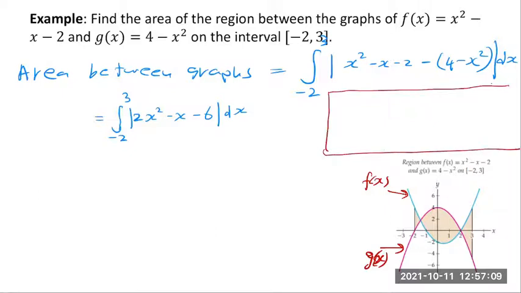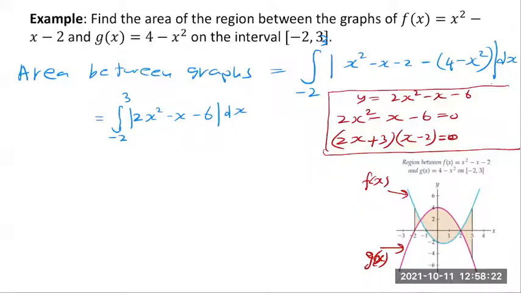Before I graph, I'm going to find the zeros of this function. If you take y is equal to 2x squared minus x minus 6, you can find the zeros by setting this to 0. Then you will get the factors: 2x plus 3 times x minus 2. That means the zeros of this polynomial would be x is equal to -3 over 2, and x is equal to 2. These are the zeros.